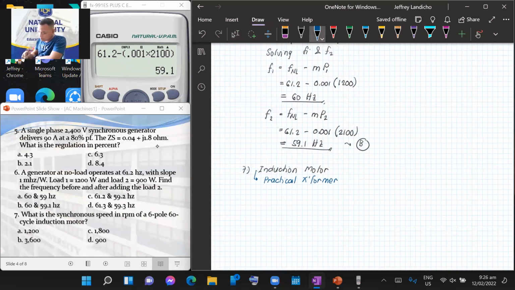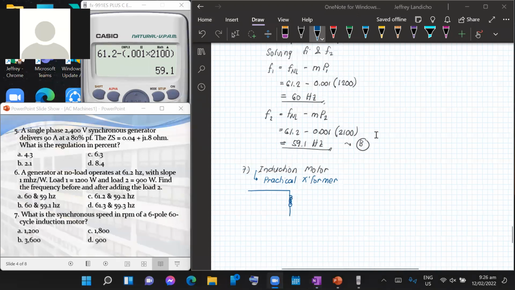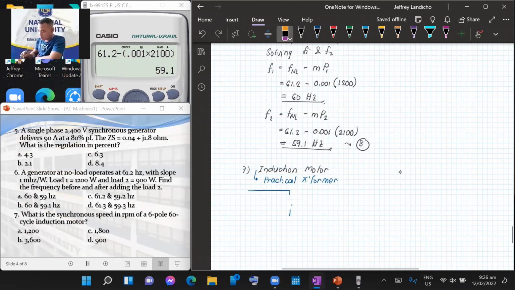So yun nga lang, dun sa ating practical transformer, di ba you have the primary and the secondary winding. So the primary winding represents the stator and the secondary winding represents the rotor. Okay, so for equivalent circuit, yung primary winding ng ating transformer represent this stator ng ating induction motor. So this would serve as the stator.